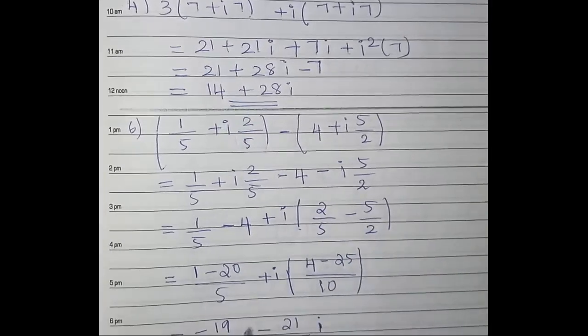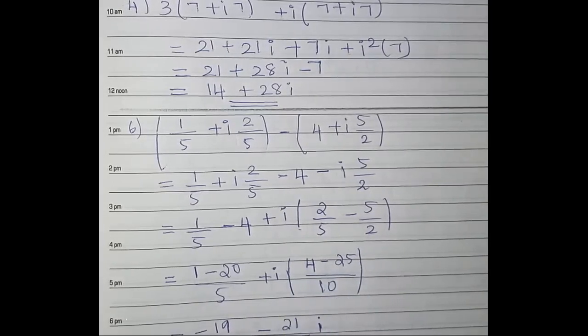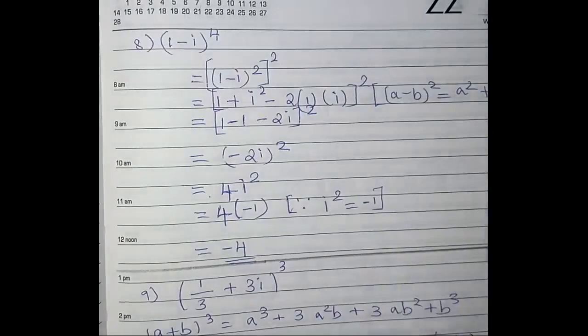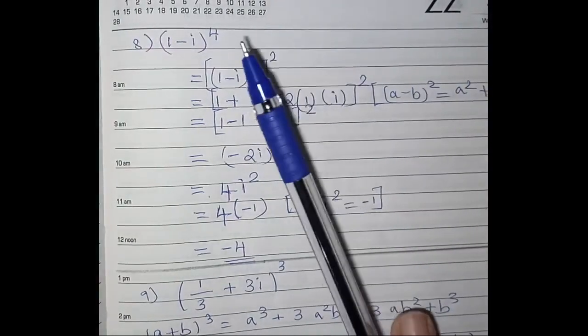That is equal to (1 - 20 is -19)/5, minus, why minus again? Because 4 - 25 is -21. So I have taken that minus out, -21/10 into i. So again in the form a + ib. Got it? Next question.